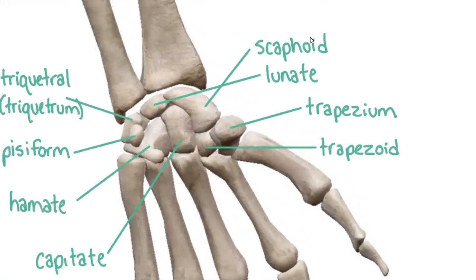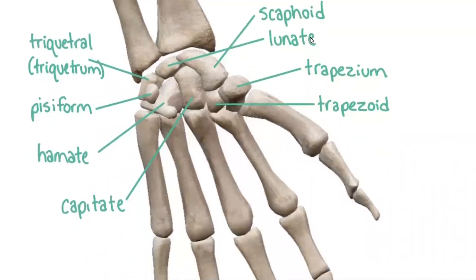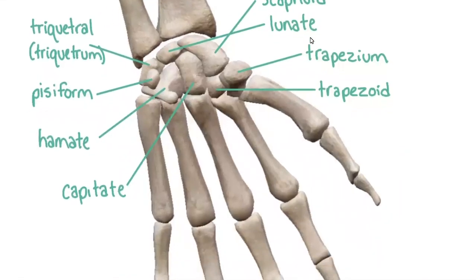A good way to remember this is that the hamate actually has this handle here. You see that? Hamate, handle, both start with H. Any way you can remember them is fine, just whatever works best for you. Okay, so that is your carpal bones.